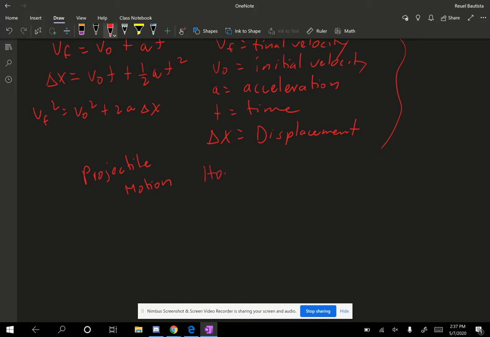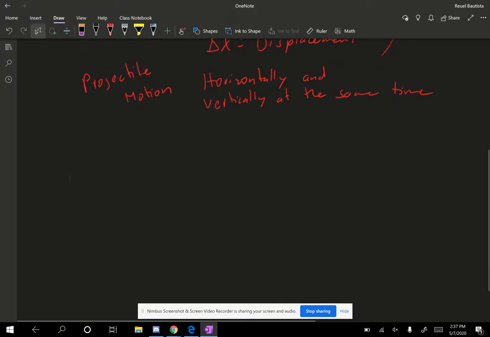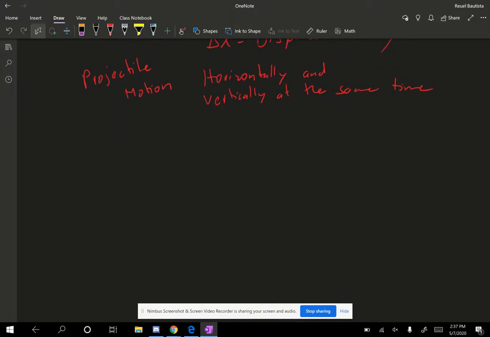So horizontally and vertically at the same time. Again, this is very important, so you should probably rewrite this on a separate sheet of paper, just because my handwriting is so bad. Horizontally and vertically at the same time is when it's projectile motion. Typically, and I want you to remember this, when we're talking about projectile motion, we're going to split up the problem vertically and horizontally.